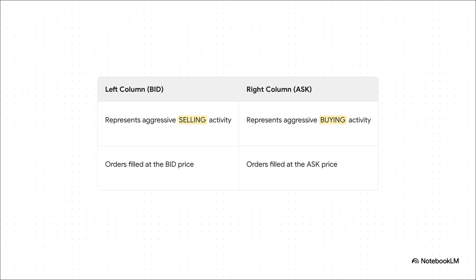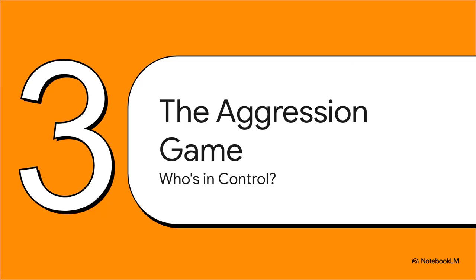On the left, you've got the bid. This shows you all the aggressive selling. On the right, you've got the ask. This shows you all the aggressive buying. So here's the key takeaway for now. Left side, sellers are forcing the issue. Right side, buyers are forcing the issue. That's it. And that word I just used, aggression, that is the absolute key to understanding all of this.